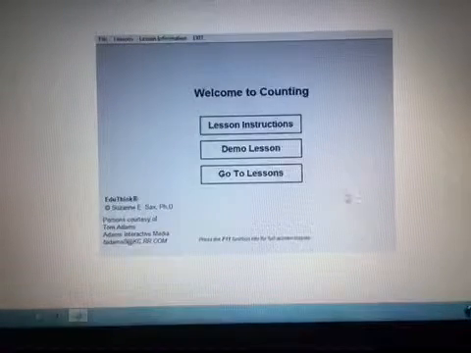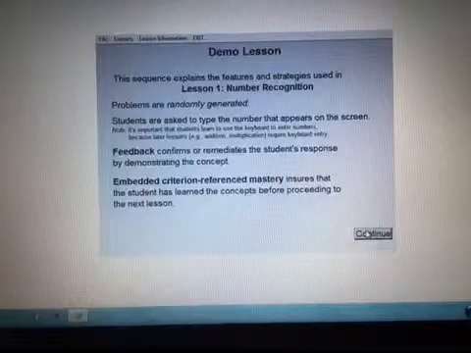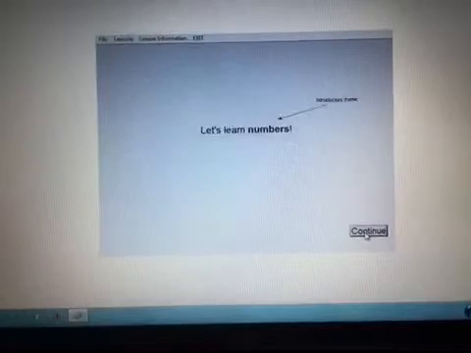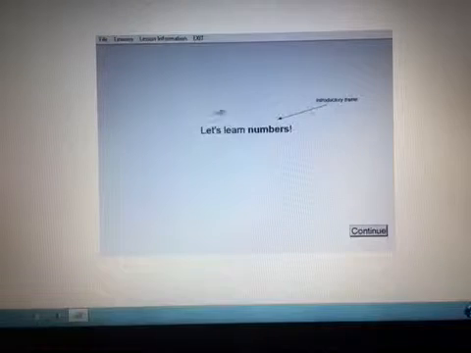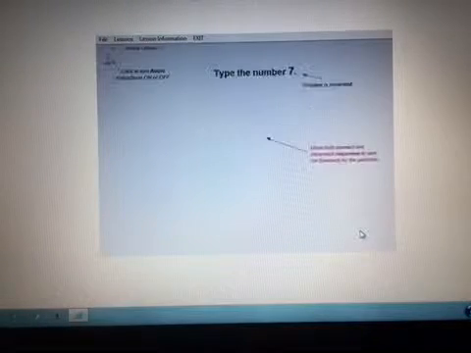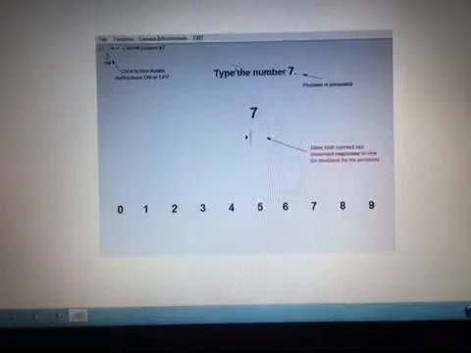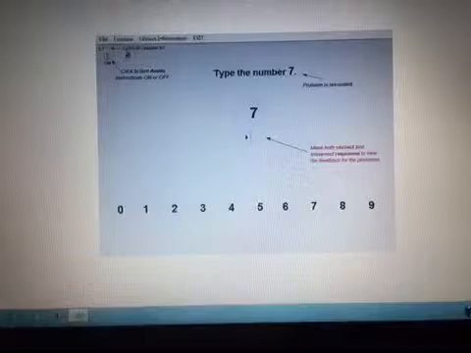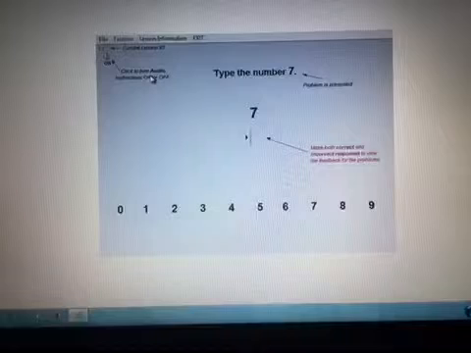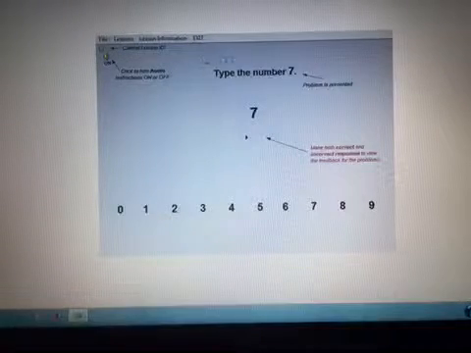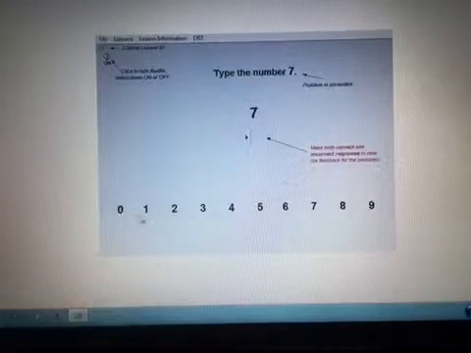Let's continue. Now let's do the demo lesson. Let's learn numbers. So that's the introductory frame with an audio. Type the number 7. And as we can see, this is what's going on behind the scenes. We have our current lesson number. We can turn the audio on or off. We have this phrase, and then we have a randomly generated number from 0 to 9.